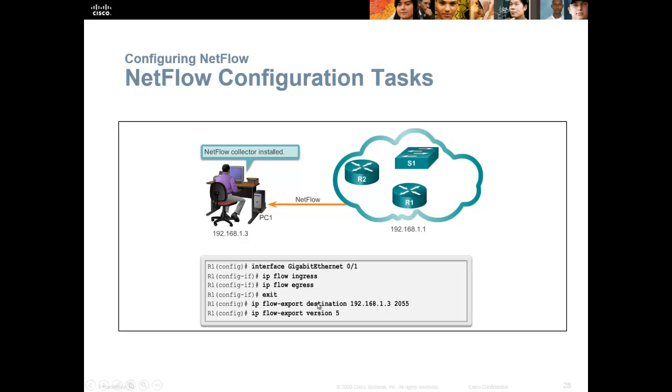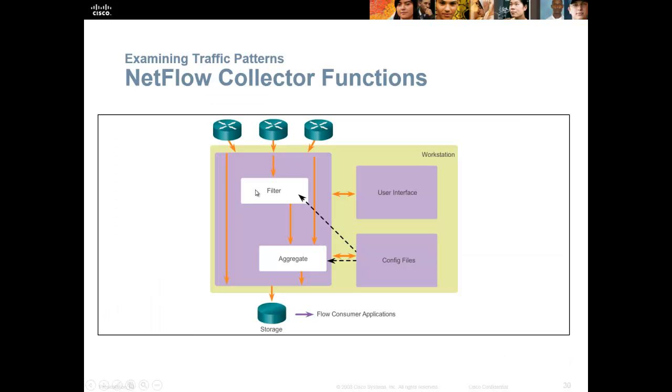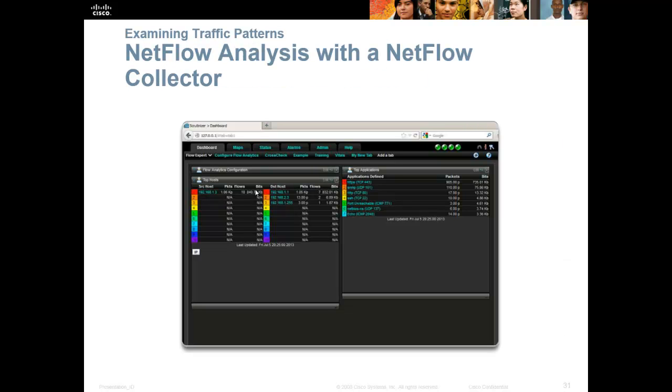And then where am I going to send this information to? Hey, the destination is here, and we're going to do version 5. Then you can verify the information on the device itself if you wanted to: show ip cache flow, show ip flow interface, which shows what interfaces are set, and hey, this one's set to input and output. And then show ip flow export. And then you've got to set up some kind of collector out there to grab this information. There are GUIs available. And here's one.